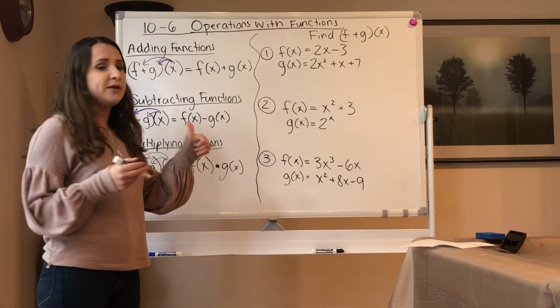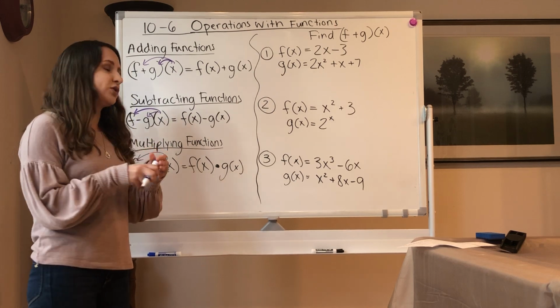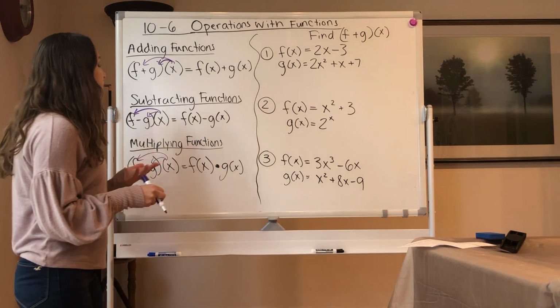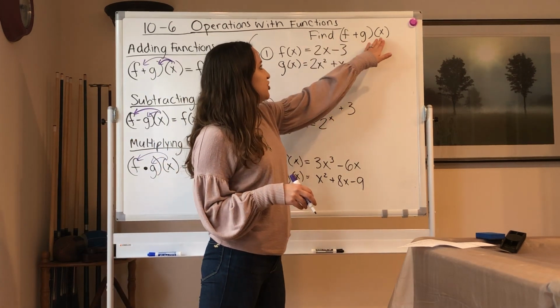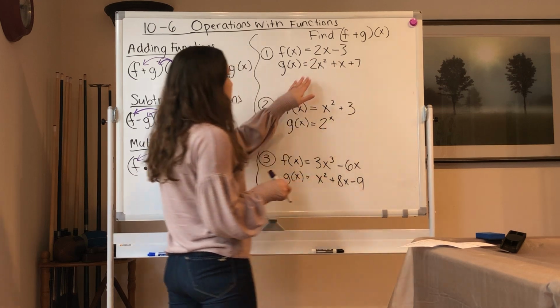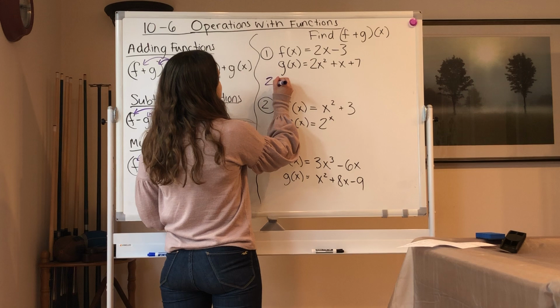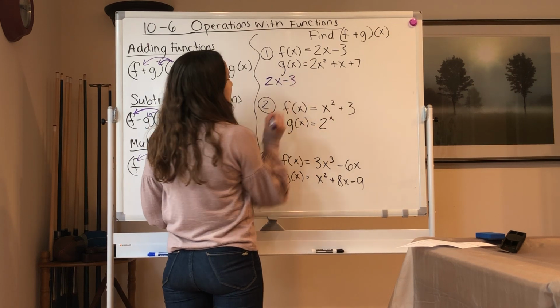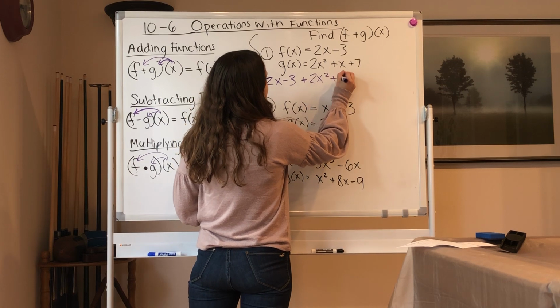So now we're going to go into some practice problems. We're going to do 3 for addition, 3 for subtraction, and 3 for multiplication. So 9 examples altogether. For the first example, these 3 we're doing f plus g of x, so we're adding them. If you want to add 2x minus 3 and 2x squared plus x plus 7, you simply write everything next to each other: 2x minus 3 plus 2x squared plus x plus 7.